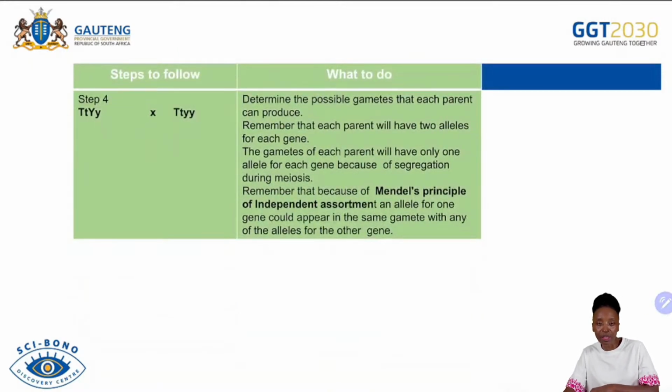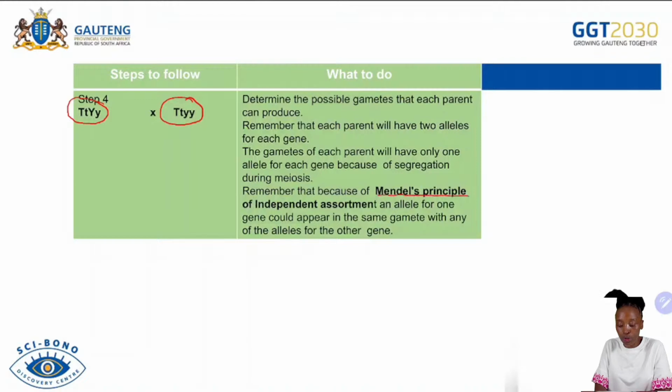Now we're going to try and determine the gametes. So how are these alleles? Remember here, this is in a cell, this is also in a cell, and then meiosis is going to take place here, and then these must now separate independently into different gametes, which is what we called earlier Mendel's principle of independent assortment, where an allele of one gene could appear in the same gamete with any of the alleles for the other gene. So then we determine the possible gametes.